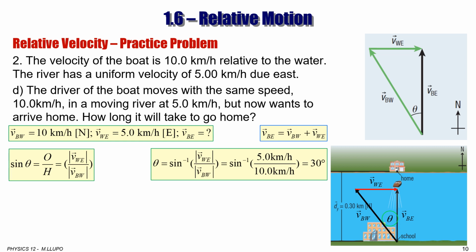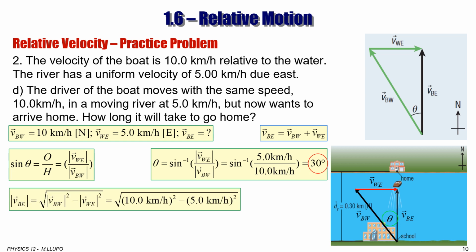Now, how long will it take to go home? It is a constant motion because there's no acceleration. So that 30 degrees will help us do this in two ways. Either you can use the adjacent of this angle when you have opposite or hypotenuse, or you can use the Pythagorean theorem to find the side, which is the square root of hypotenuse squared minus the square of the other side. So it is very straightforward. 10 squared minus 5 squared gives 8.66 kilometers per hour.